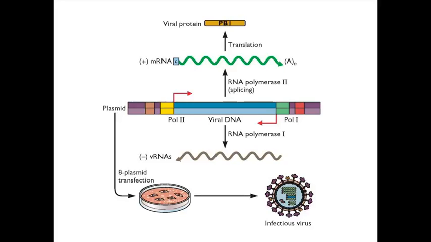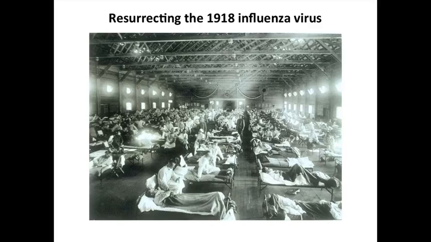Now, back in 1918, as many of you know, there was a big pandemic called Spanish influenza. Many millions of people died. But we didn't have influenza virus at the time. We didn't actually know it was a virus. Human influenza wasn't isolated until 1933. So we didn't have this virus, which was so devastating we couldn't study it. When people developed this 8 plasmid transfection technique, what they then did was say, let's get the sequence of the 1918 virus and put it into plasmids and make that virus back again.